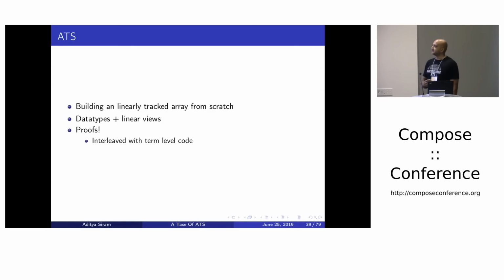So now we're going to look at a slightly more complicated example. This is a linear tracked array. We're going to build it up from scratch. A linear tracked array is just an array in C. It's one of the most fundamental things that you can do in C, just a contiguous chunk of memory. So we're going to see how you track that linearly using data types and linear views, and most importantly, proofs. We're going to look at how we interleave proofs in code, like bring proofs into scope explicitly.